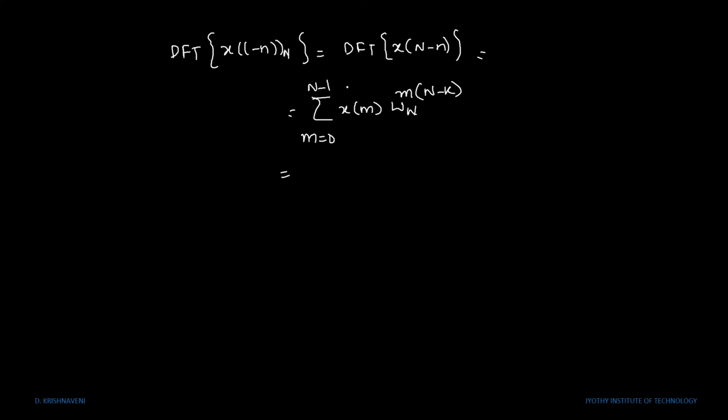So this is equivalent to the formula of DFT, except that in place of k we have N minus k. So this will be equal to X of N minus k, and X of N minus k can be written as X of minus k modulo N. So the DFT is periodic over the period N, and X of N minus k is equal to folding of X of k, or in other words X of k is reversed. Thus we have proved that the DFT of the time reversed sequence is equal to the reversed sequence X of k.